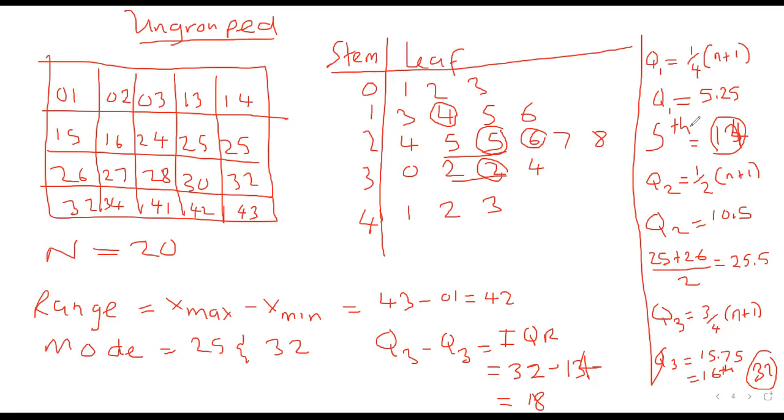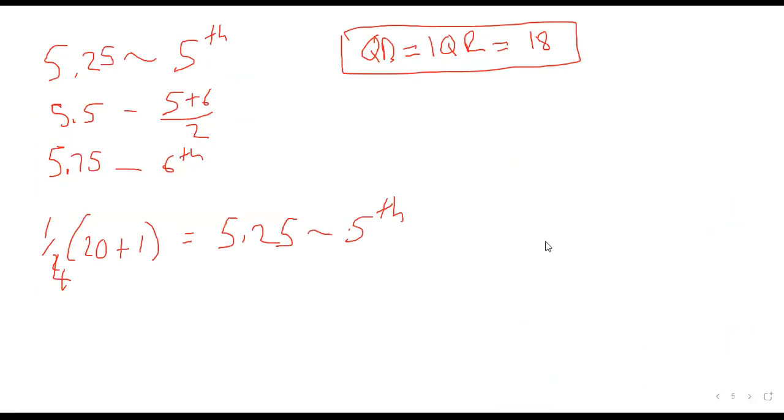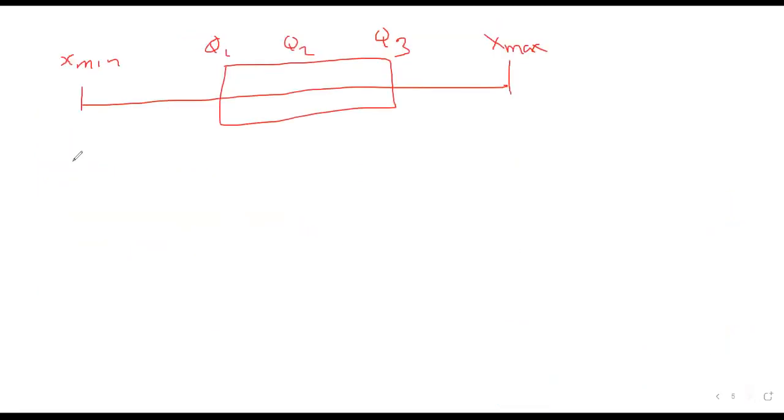The lower quartile was 14, then the median 25.5, then the upper quartile 32. So we have 01, 43, 25.5, and 14. Here we have 32. So this is a box and whisker diagram.